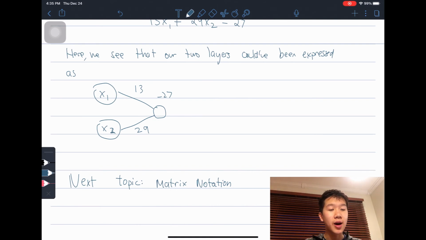So for the next topic, we're going to look at matrix notation, so how we can express weights and biases in a more compact form instead of using B1, B2, and so on. And we're also going to learn about gradient descent, backpropagation, and how neural networks learn.